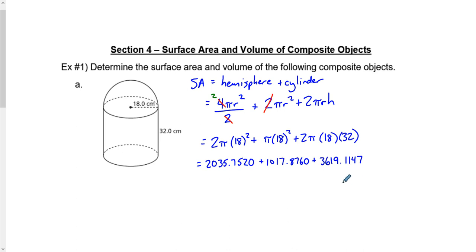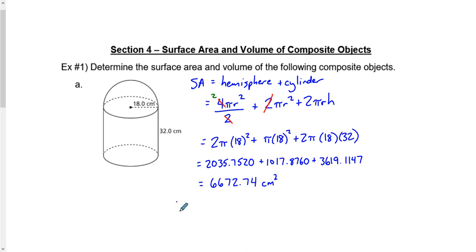We add all that together. It should come out as, and we'll go 2 decimal places, 6,672.74. Now I've done a little bit more. If you type it in your calculator, you might have it slightly different. It might be a 3 or a 5, but I've just included all my calculations. So there's my answer.